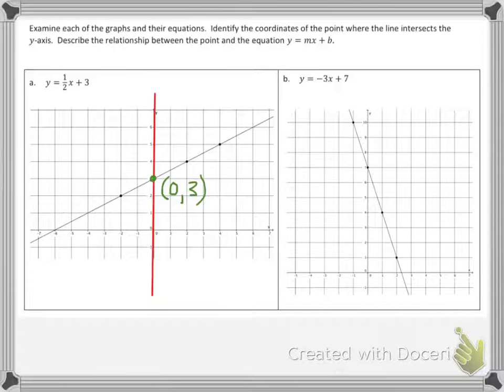Okay, so there's the first one, and then let's look at graph B. Here's my y-axis. And the point where it intersects the y-axis is here, and that is the point 0 left or right, and then up 7, so positive 7. Okay, and before we do that, I want to do the next two, C and D.